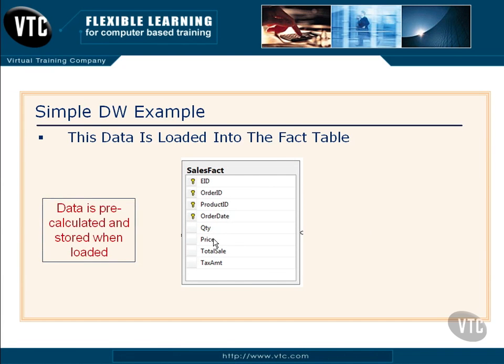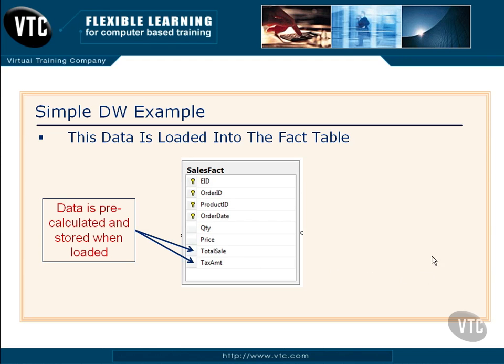Now notice that we can pre-calculate data that we know we're always going to want to see in our reports. It's always going to be a hot topic, and that is the total sale for each individual sale and how much taxes we paid on that, or the taxable amount that we charge the customer, however you want to look at that. And so we're going to pre-calculate these. We can take quantity times price when we load this data into the fact table and come up with total sale. Then we can take quantity times price and apply a percentage to that and come up with a tax amount.